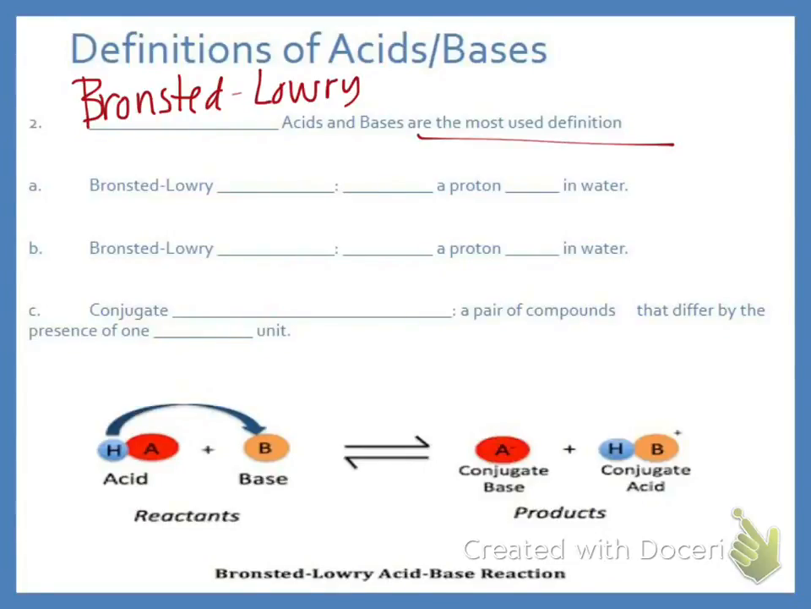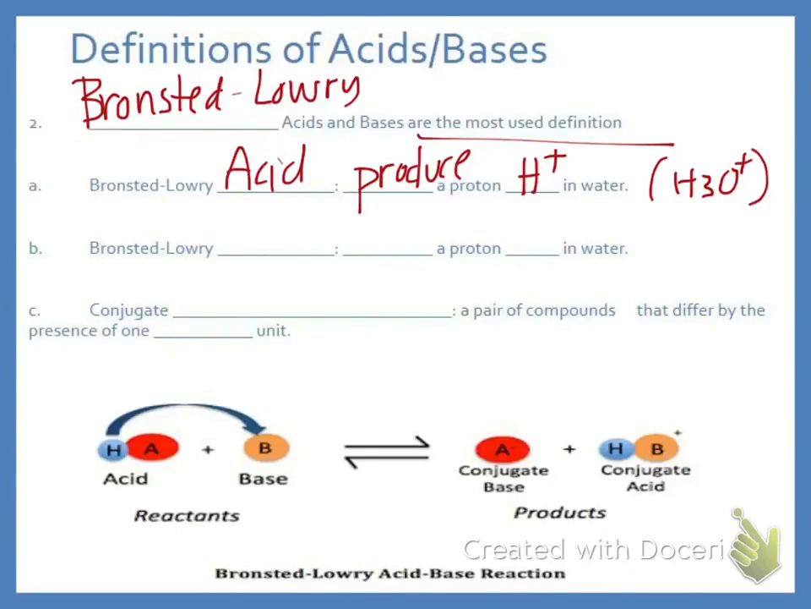Which is the most used definition. It's the one we're going to use the most as well. And its definition is slightly different, and it allows more things to be classified as an acid or a base. So the Bronsted-Lowry acid produces a proton, which is going to be an H plus, but it produces a proton. Or it might produce that H3O plus, the hydronium. We use those interchangeably. So the Bronsted-Lowry base accepts the proton.